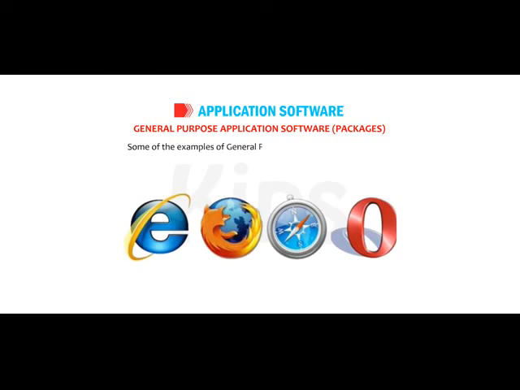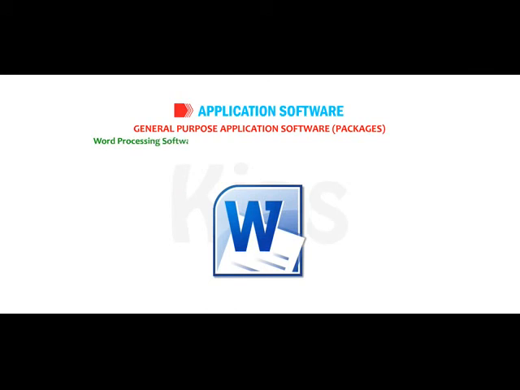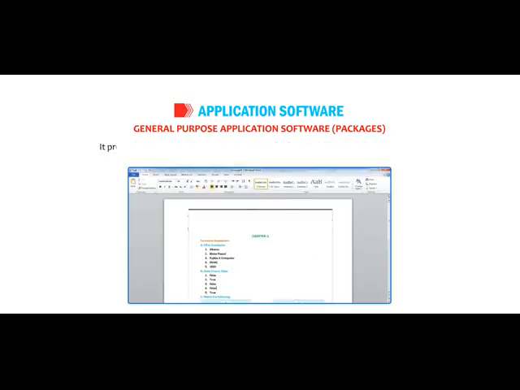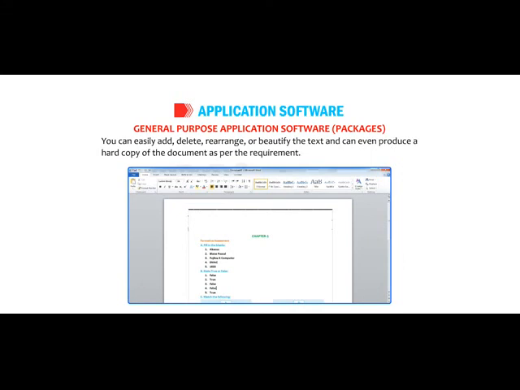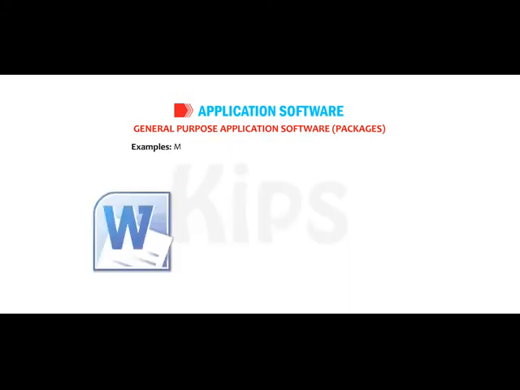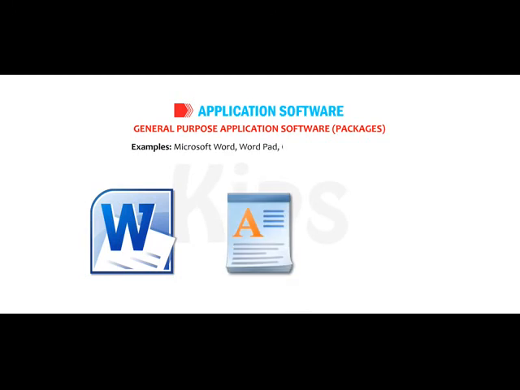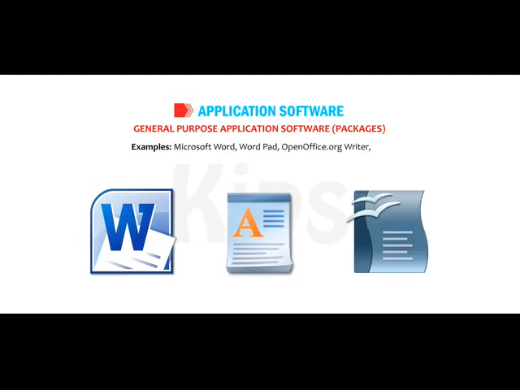Some examples of general purpose application software are word processing software. A word processor helps us to create professional-looking documents quickly and efficiently. It provides many features to change the appearance of text in the desired manner. You can easily add, delete, rearrange or beautify the text and can even produce a hard copy of the document as per the requirement. Examples: Microsoft Word, WordPad, OpenOffice.org Writer, etc.